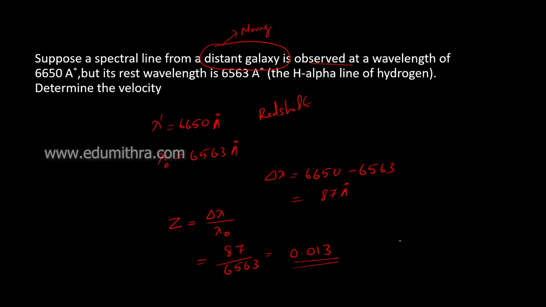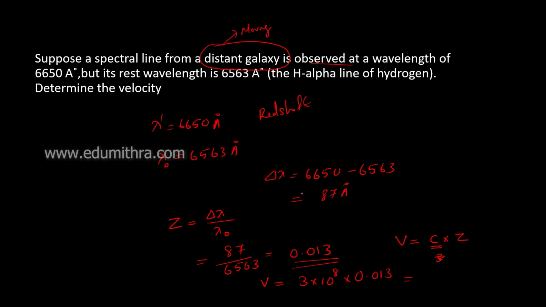Now what was my equation? Velocity is equal to, that means the speed at which it is moving away or towards is equal to, yeah, it is not 0.13, it is 0.013. Now V is equal to C into Z. What is C? C is the speed of light. The value of C is 3 times 10 to the power 8. So let's calculate the V. V is equal to 3 times 10 to the power 8 into 0.013. And what is the answer?